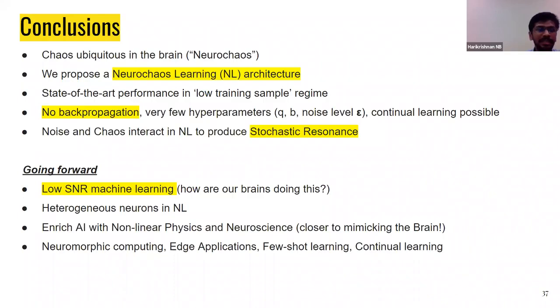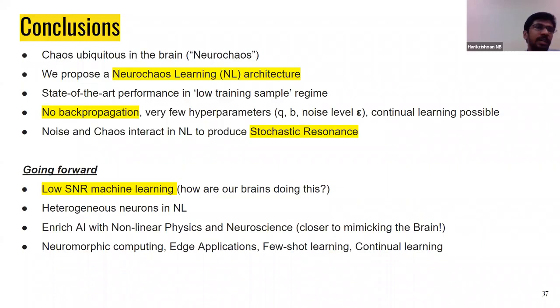Based on that, we get inspiration from chaos, and then we develop this NL architecture. In the low training sample regime, we were able to show good performance and state of the art performance. And our method does not have any back propagation. We have very few hyperparameters like initial neural activities, discrimination threshold, and noise intensity. Then in the NL, noise and chaos interact to give a phenomenon called stochastic resonance.